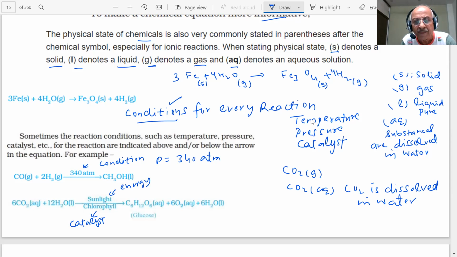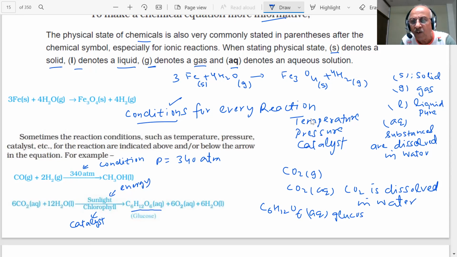I have written this. You can see, students, C6H12O6 aqueous means the glucose is dissolved in water. What is aqueous? Aqueous means that glucose is dissolved in water. Important, student, please pay attention. Glucose dissolved in water. That is the meaning of aqueous.